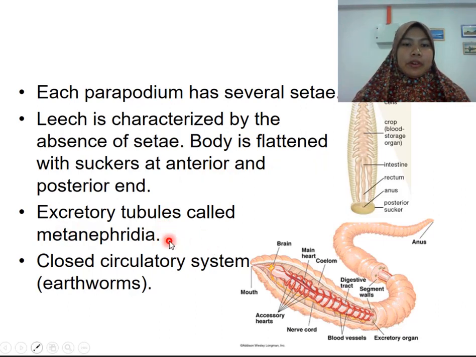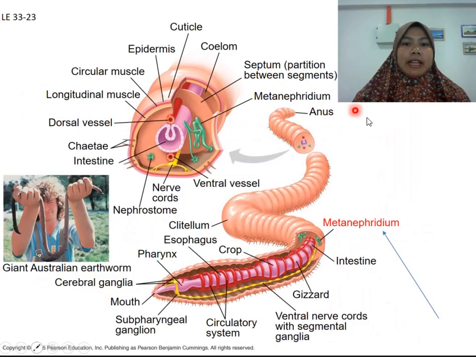The excretory tubules of annelids are called metanephridia, or metanephridium, similar to those found in Mollusca. Metanephridia are an excretory structure found in Mollusca and also Annelida, and they have a closed circulatory system. For the earthworm, you can see they have a closed circulatory system here. This is the metanephridium that can be found in the earthworm.